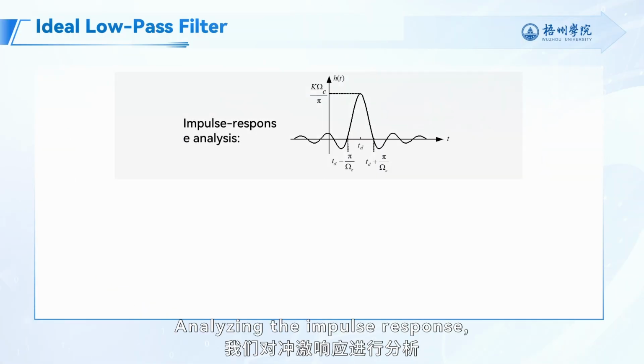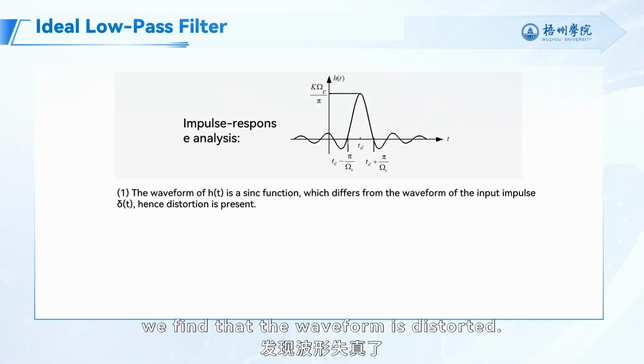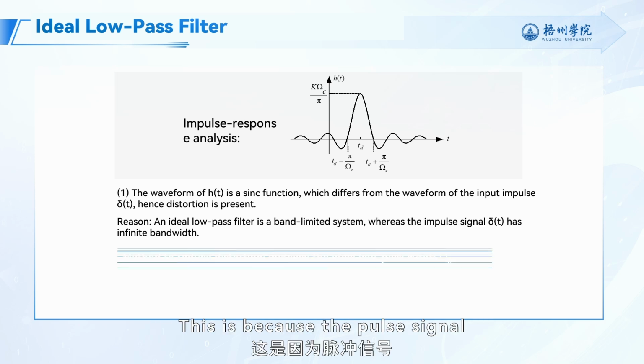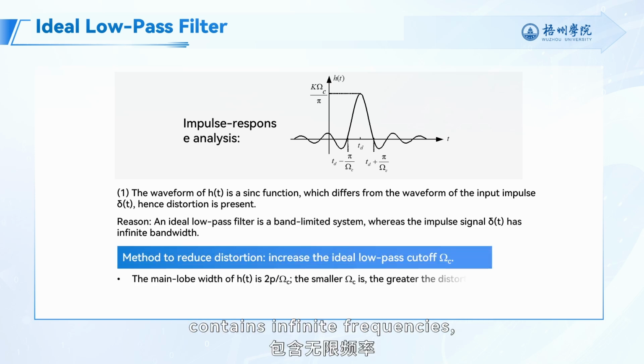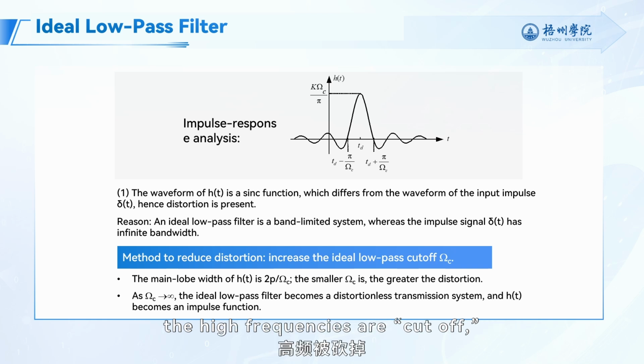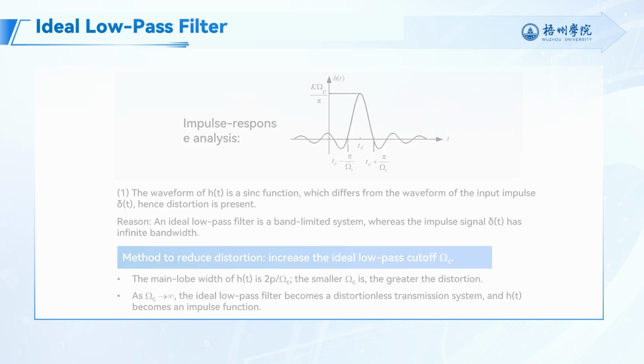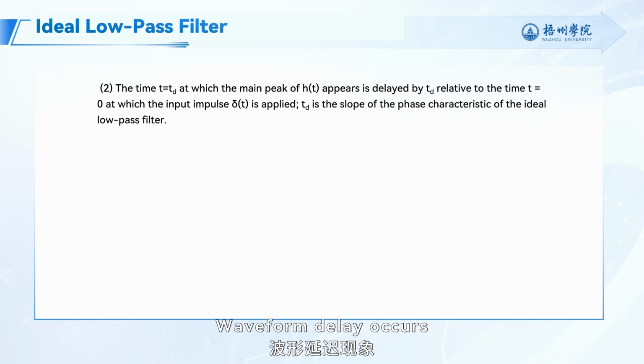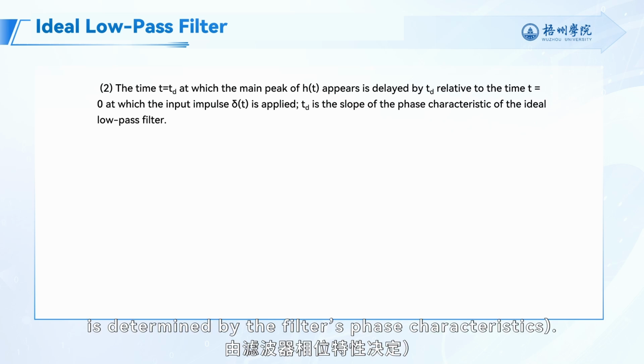Analyzing the impulse response, we find that the waveform is distorted. This is because the pulse signal contains infinite frequencies, while the filter passes only low frequencies. The high frequencies are cut off, causing deformation of the output. Waveform delay occurs because the main peak of the output arrives later than the input. The delay time is determined by the filter's phase characteristics.